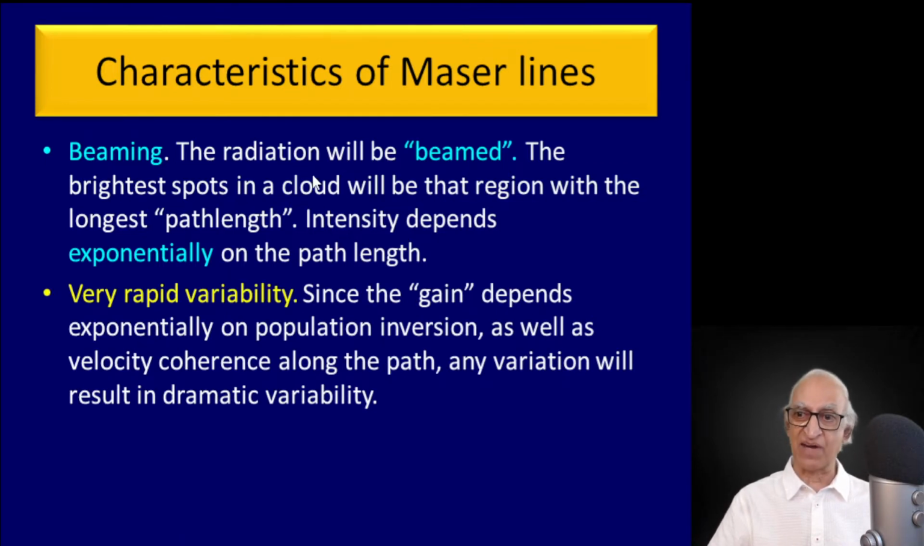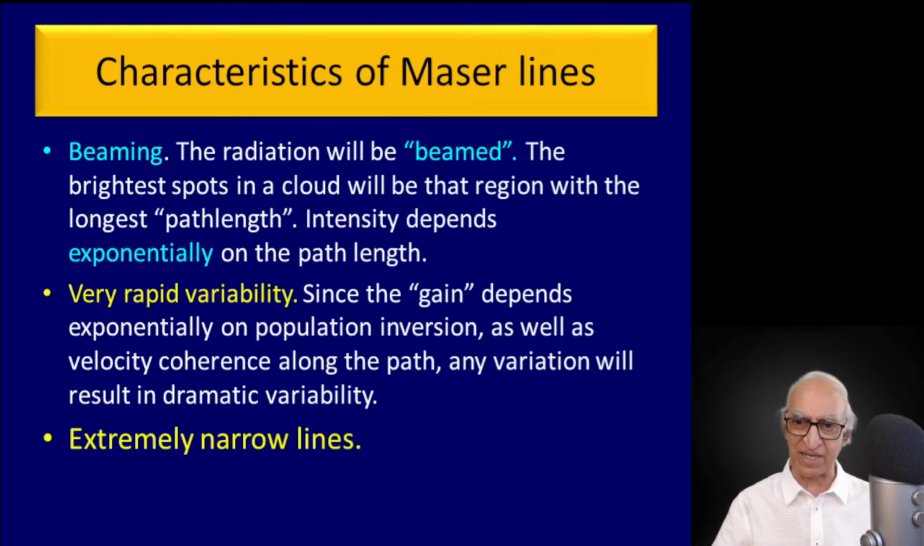They will also be rapidly variable, since the gain depends exponentially on population inversion. So you may have a situation of population inversion, and then you may lose this condition of population inversion. Therefore, a measured source may be flickering. So you have to cope with this dramatic variability in intensity. But once you detect it, it will be incredibly intense.